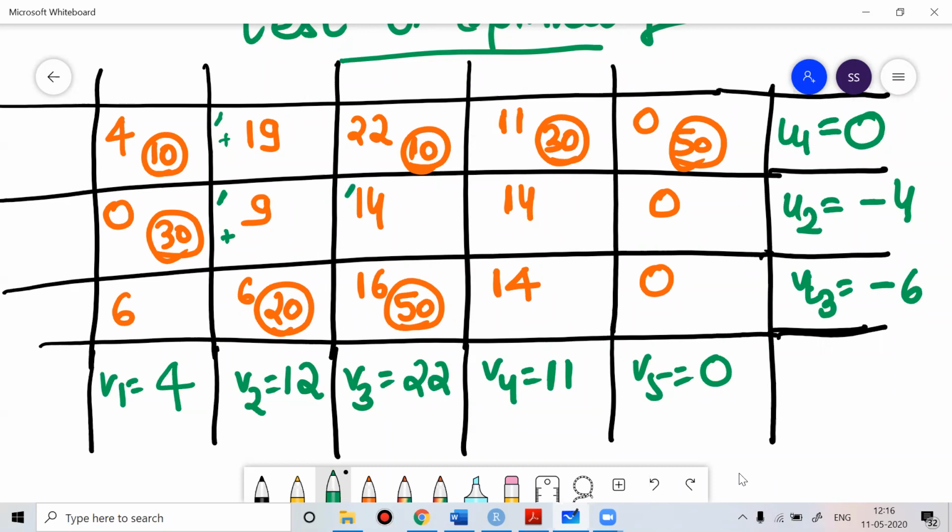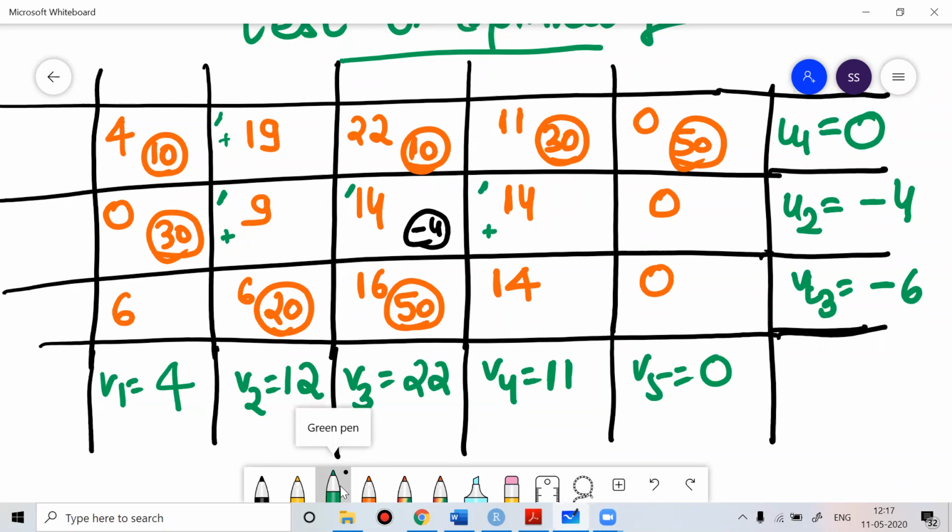Now if I come to this cell, then 22 minus 4 is 18, 14 minus 18 is minus 4. So you got a negative value here. Okay. Now the next thing, if I come to this cell, this is 11 minus 4 is 7. 14 minus 7 is positive.